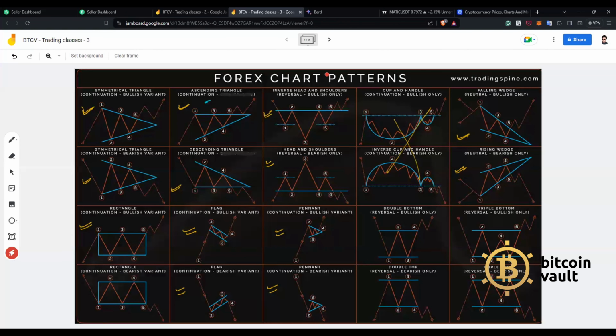But yeah, now the last ones are inverse head and shoulder pattern and cup and handle pattern. Now, of course, I can show you examples of cup and handle pattern, but to be very honest, I've never used it till now. I've been trading like 5-6 years now, but I've never used cup and handle. I'm not a fan of inverse head and shoulder pattern, but still, I can easily figure it out if I can see an inverse head and shoulder pattern.